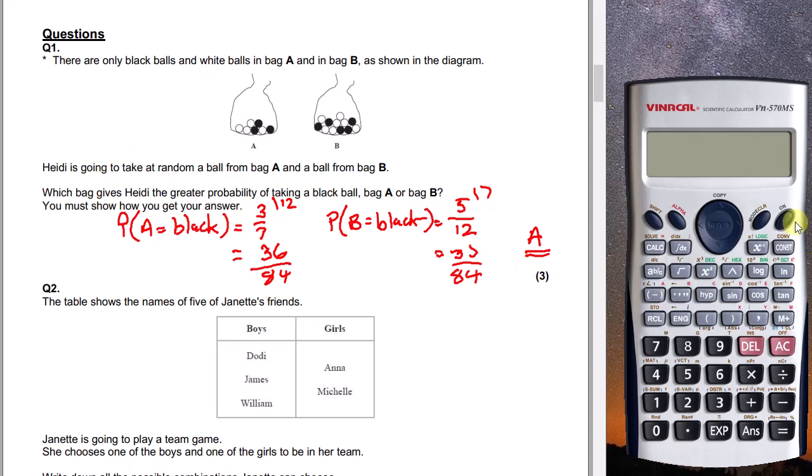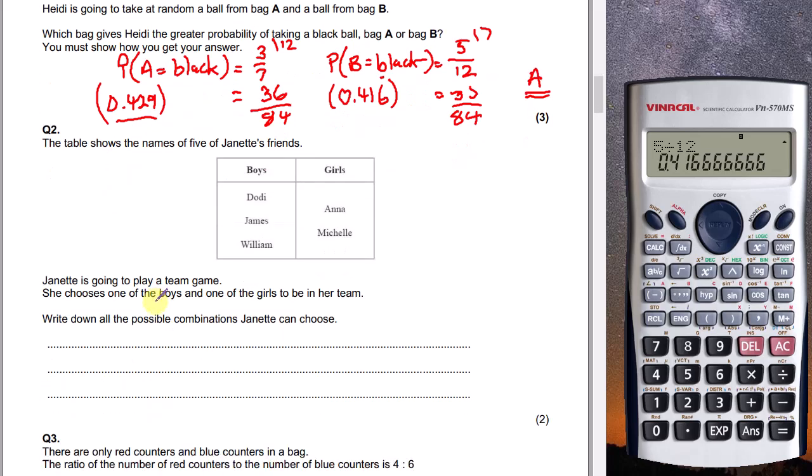You could also compare them by decimals. So you could do 3 over 7. And that's 0.429. And 5/12, which is 0.416 recurring. And if you compare those, this probability is greater. So the probability of A is greater than the probability of B. There's a greater chance.